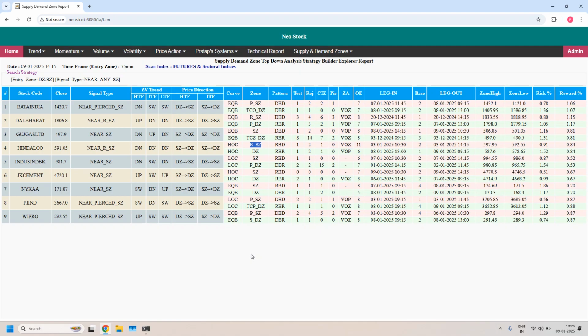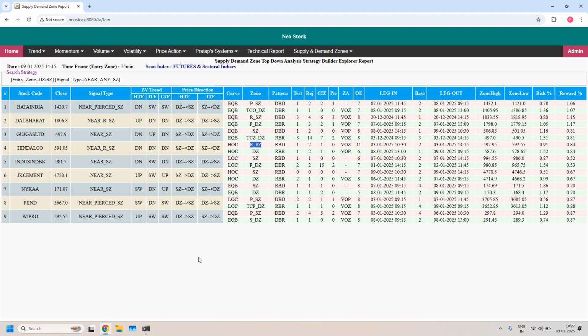So that means total 10 stocks we identified. Out of 10, 8 are daily high liquidity demand zones. One is high liquidity daily supply zone, and the remaining one is this one, 75 minutes high liquidity supply zone.